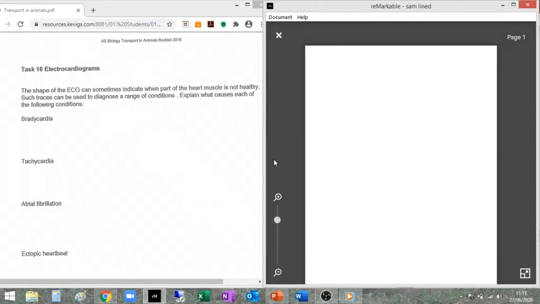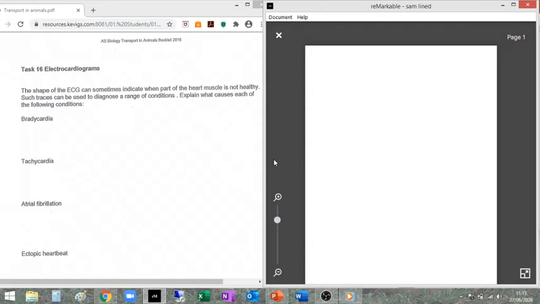So here goes. Now, what this one is actually asking for is, rather than what is bradycardia or what does the ECG look like, it's asking for the causes of them. So for bradycardia, what is causing that slow heart rate? Tachycardia, what's causing the high heart rate? Atrial fibrillation, what's causing an uncoordinated beating of the atria?